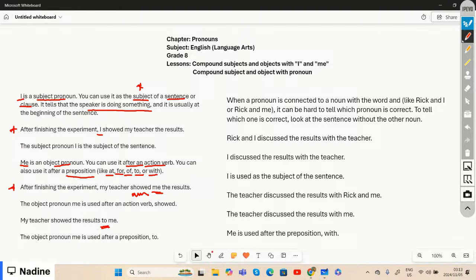So then also when it comes to pronouns, when a pronoun is connected to a noun with the word and, this is almost like saying it's compound. It's like saying this and that, like Rick and I, Rick and me. Then it can be very hard to tell if the pronoun is correct, because now you don't know if it is a subject pronoun or an object pronoun.